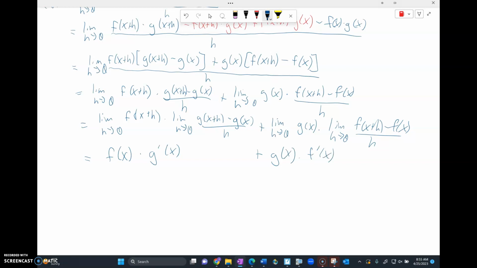Okay. So it's not quite the same arrangement that I have at the top, but remember, addition is commutative, so you can switch things around. And you can do it as f prime of x times g of x plus f of x times g prime of x. Okay. Either version is fine, but that is the product rule.